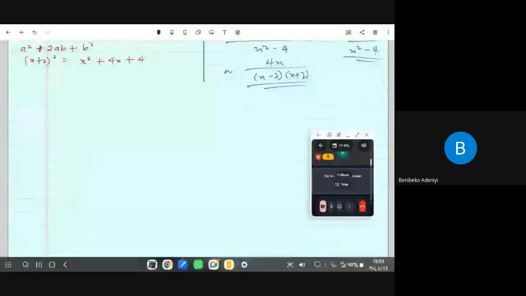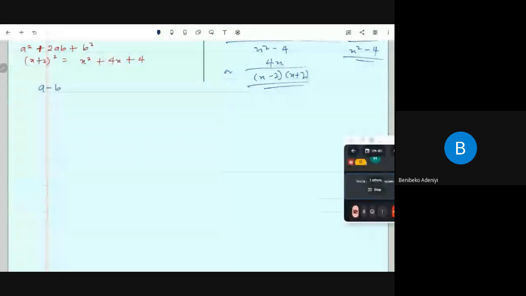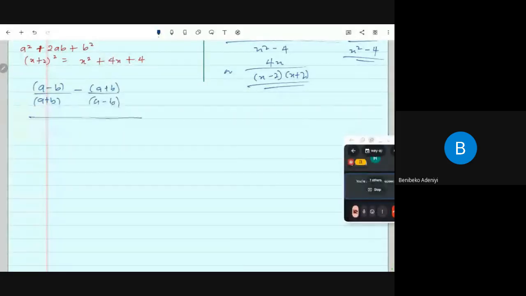Now let's move to a very different aspect of this fraction. (A minus B) over (A plus B) minus (A plus B) over (A minus B). Now look at this, guys: A plus B, minus B. Now let me write the definition of this question for you.